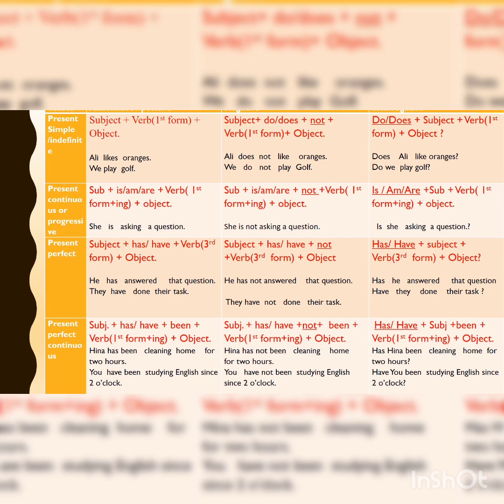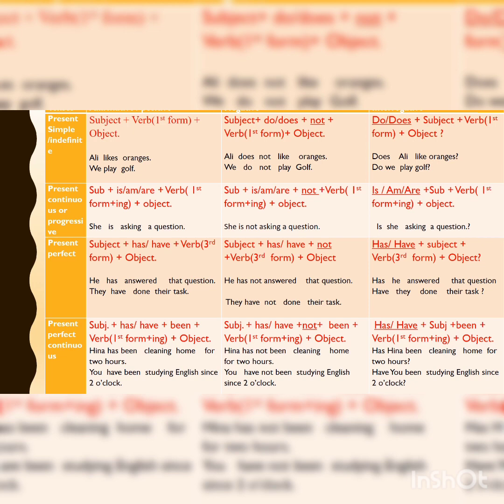Whereas in a negative sentence the structure is subject plus do or does plus not plus first form of verb plus object. For example, Ali does not like oranges, we do not play golf. Whereas in an interrogative sentence the structure is like this: do or does plus subject plus first form of verb plus object. For example, does Ali like oranges? Here you ask questions, so remember to put a question mark at the end of this sentence. Do we play golf?